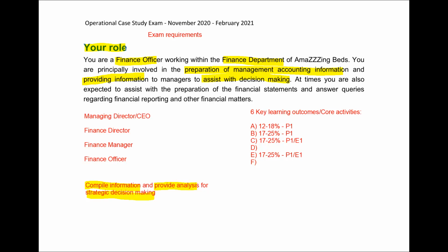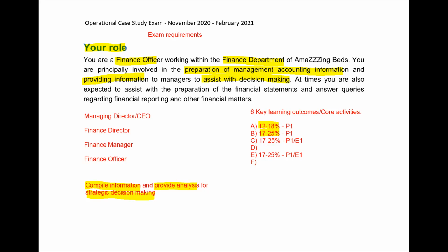Now, as we can see from the sentence of the role profile that we've just read out, a key part of your role will centre around the P-based topics within the operational level, okay? So core activity A relates to costing information and preparing costing information, and we can see that this relates to between 12 and 18% of your exam. Core activity B relates to budgeting, and this relates to a massive 17 to 25% of your exam.